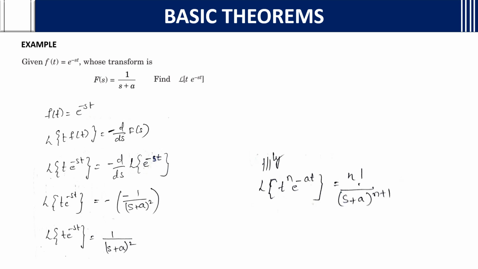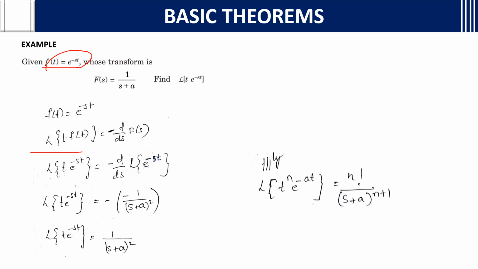Given f of t is equal to e power minus at, whose transform is f of s is equal to 1 by s plus a. Find Laplace transform of t into e power minus at. You know that Laplace transform of e power minus at is 1 by s plus a. So they have already given that. We need to find Laplace transform of t into e power minus at. F of t is e power minus at.